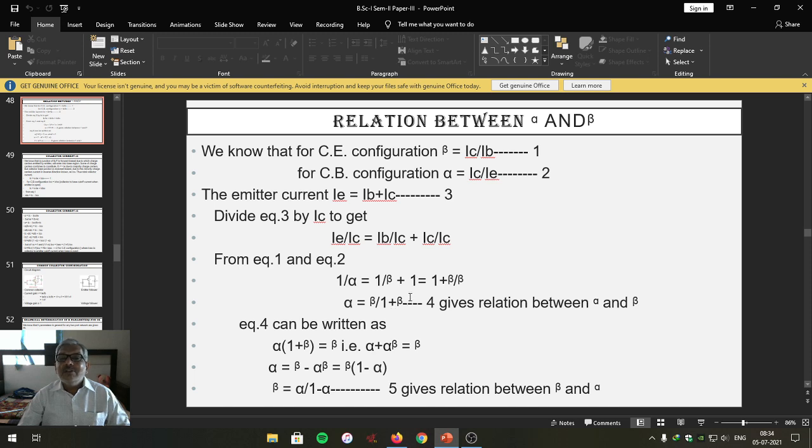Friends, this is called equation number 4. Dear students, equation 4 represents the relation of alpha in terms of beta. Please do remember equation number 4, because depending upon this we are going to solve some numerical examples again.